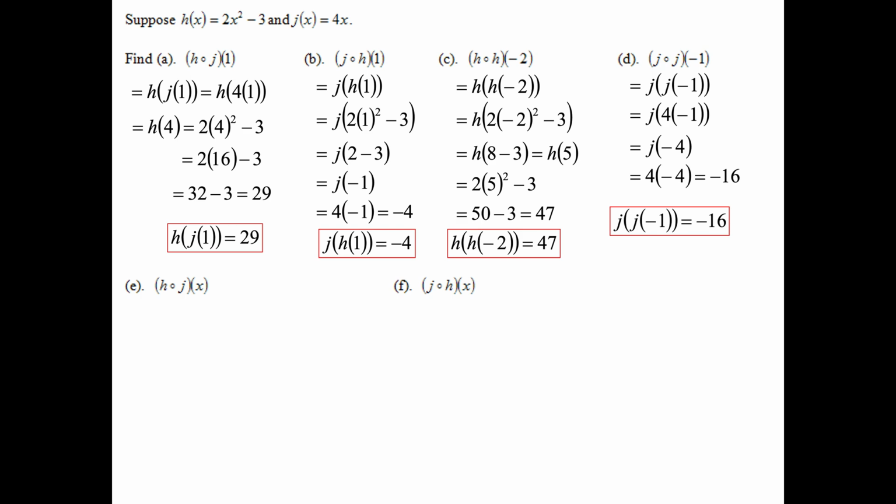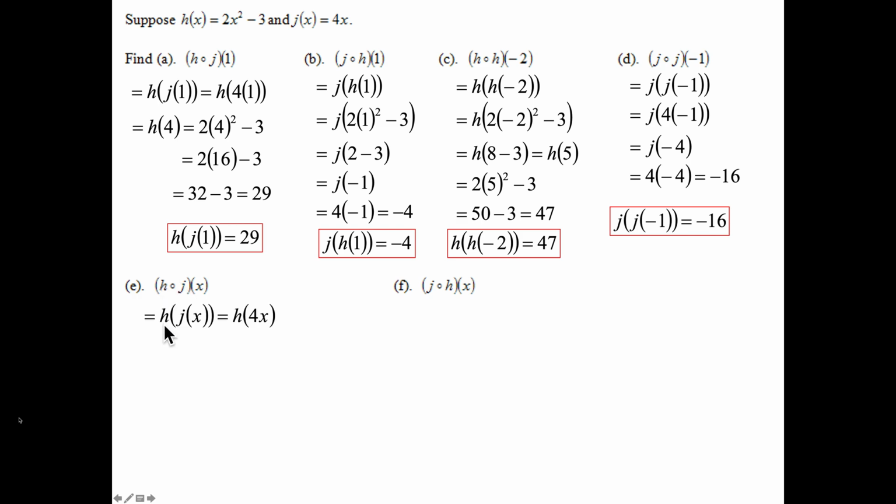Now, if, in example E, they do not give you a value, they leave an x here, then your answer has to be a variable expression in terms of x. Just like we talked about earlier in chapter 3. If they put a 1 in for x, you're going to end up with a number for an answer. All right, if they give us an x to start with, then x's has to be in our answer.